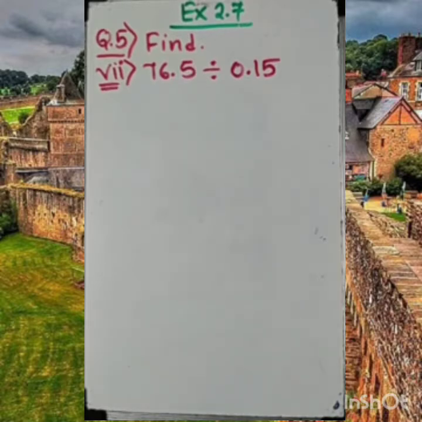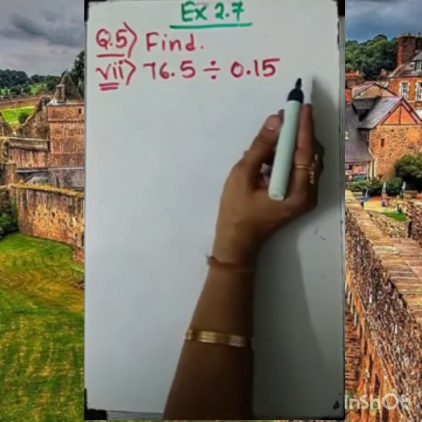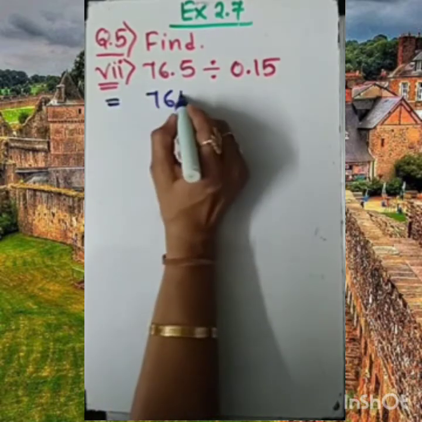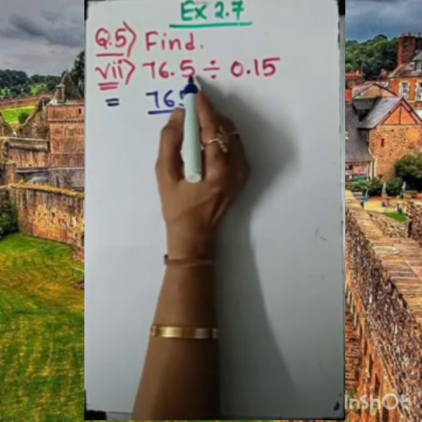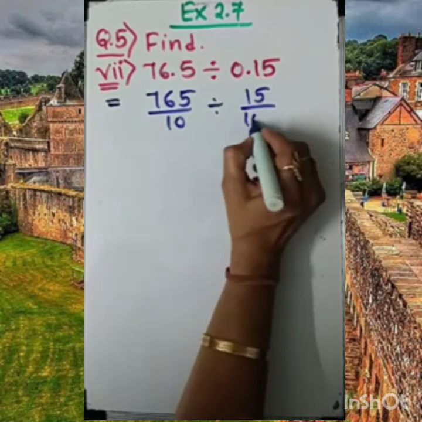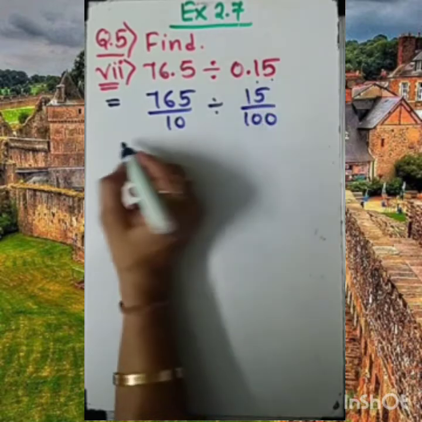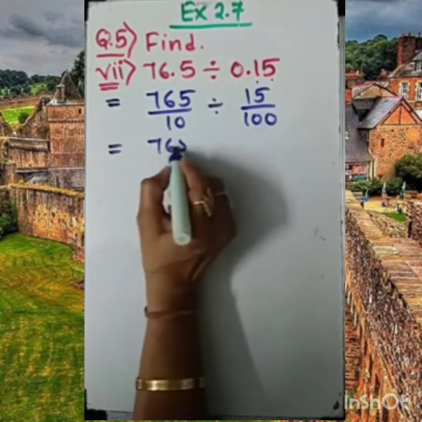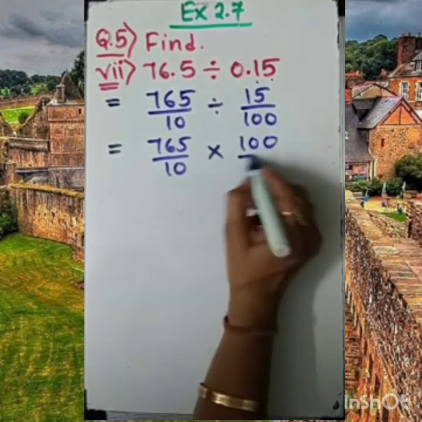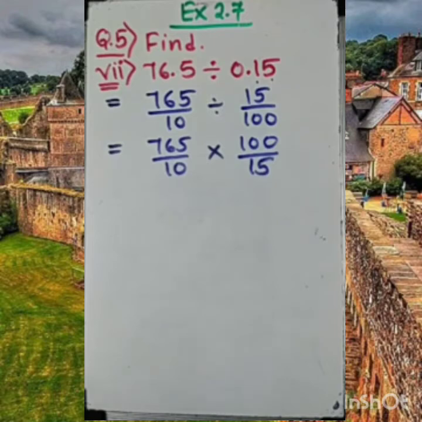So my dear students, 7th is on your screen. You can see the question is 76.5. We need to divide it by 0.15. Okay. Very easy. 76.5, I remove this decimal. Then I need to write 10. Here 0.15 can be written as 15 by 100 because of 2 digits. Now, as we know that if I want to convert it into multiplication, then 100 will be numerator and 15 will be denominator. That is the reciprocal.